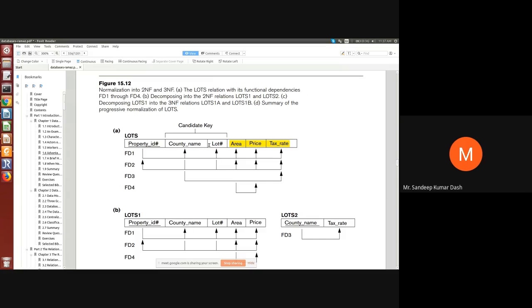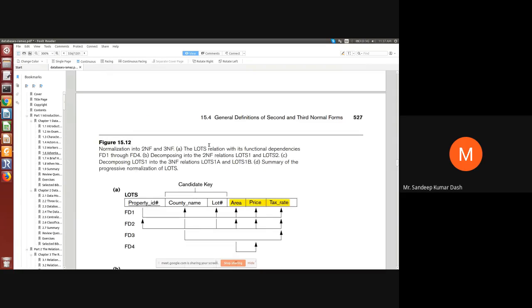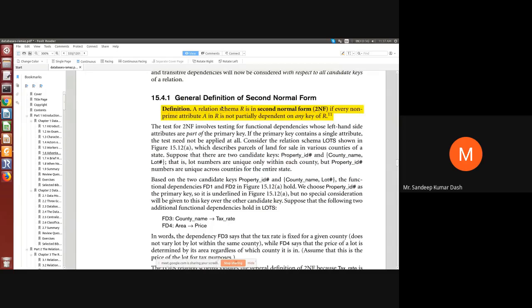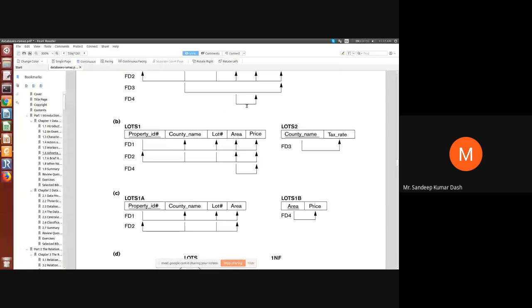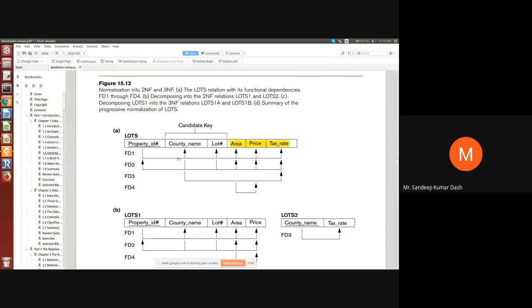Fine. The definition also says that. What does it say? A relation schema R is in second normal form if every non-prime attribute A in R is not partially dependent on any key of R. Not partially dependent. So here it is not partially dependent. This is full functional dependent. These are fully functionally dependent on these two. On any key means either this one or this one. In this case, these were dependent on the primary key. In this case, these were dependent on the candidate key.